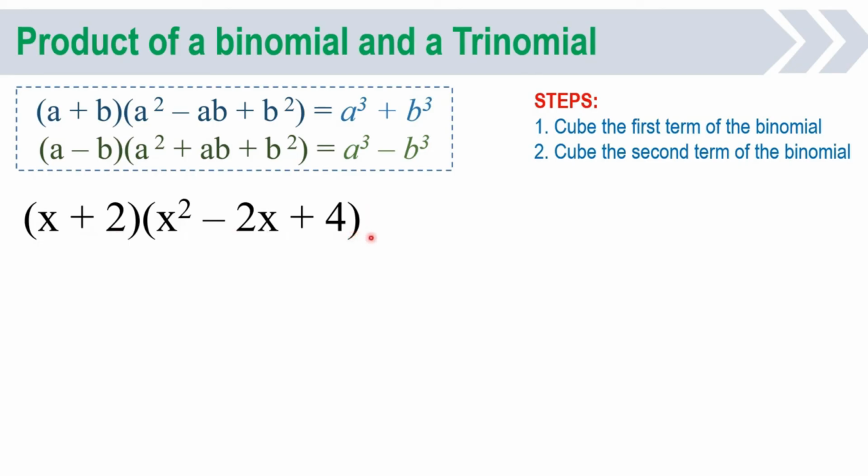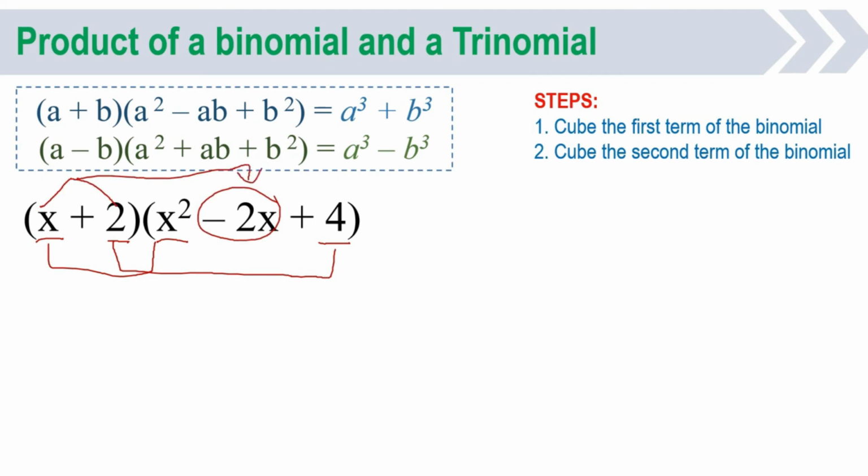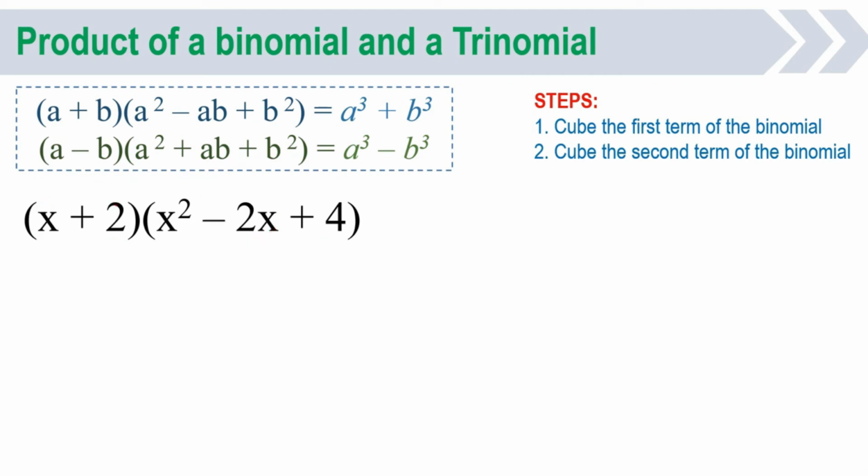Let us check first if this is really a special product. First term and last term must be the square of first and last term of your binomial. So x squared, 2 squared, that is 4. So correct. And then the middle term must be combination of the two. X and 2. So we have 2x. Okay, now let's proceed with the answer.